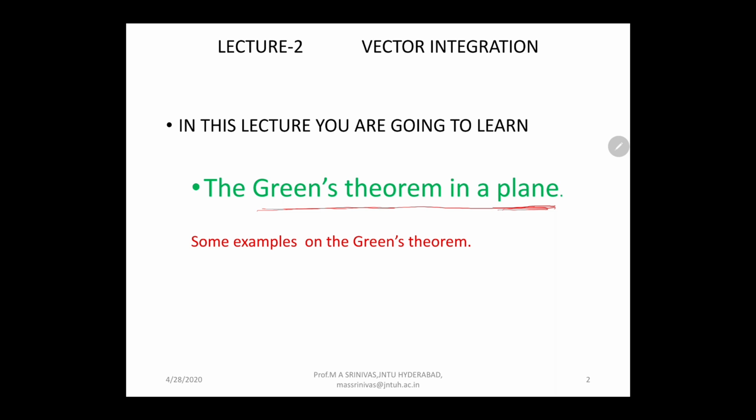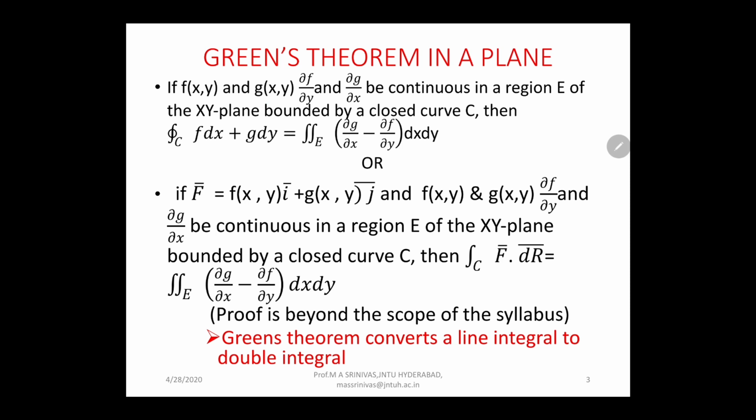So if you have a function of two variables, f of x y, and another function of the same variables x y, f and g are two functions of two variables x y, and f, g, the partial derivative of f with respect to y, and the partial derivative of g with respect to x, these four are continuous in a region E of the xy plane, because in Green's theorem in a plane we are dealing with a region E of the xy plane, and that region E is bounded by a closed curve C. So this is the closed curve C, and this is the region E.